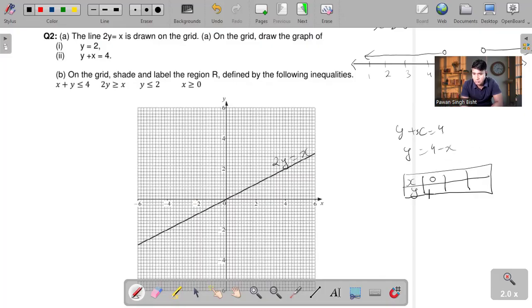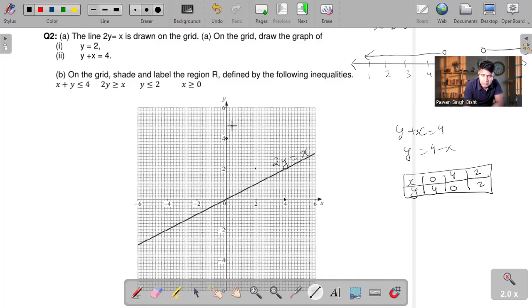So if I put x 0, y is 4. If you put y 0, x is 4, and if you put x 2, y is 2, right? So x 0, y 4, this is the point. Y 0, x 4, this is the point. And x 2, y 2, this is the point.